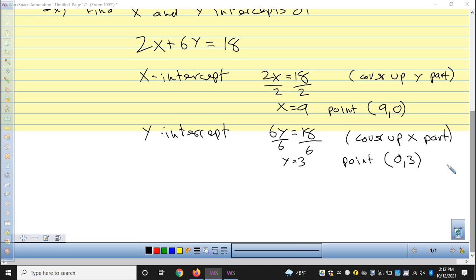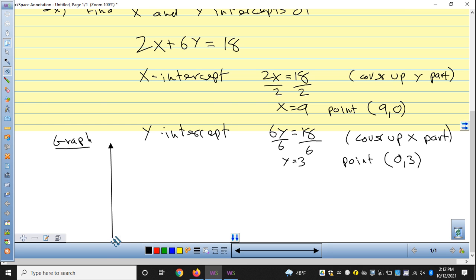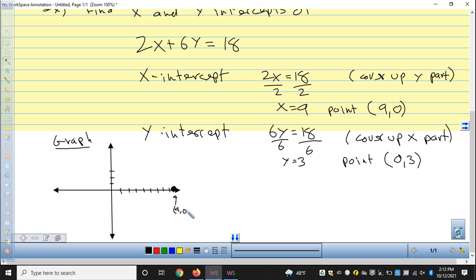And then we can use these if we want to sketch a graph. It's nice because now we have 2 points on the graph. So let's sketch a graph of this line. Here are my axes. And I need 1, 2, 3, 4, 5, 6, 7, 8, 9. And I need 1, 2, 3. The point (9, 0) is here. The point (0, 3) is here, over 0, up 3. And then I can make my line by connecting those 2 points.